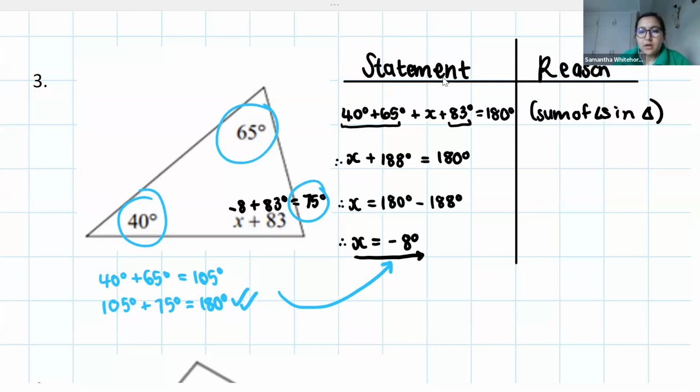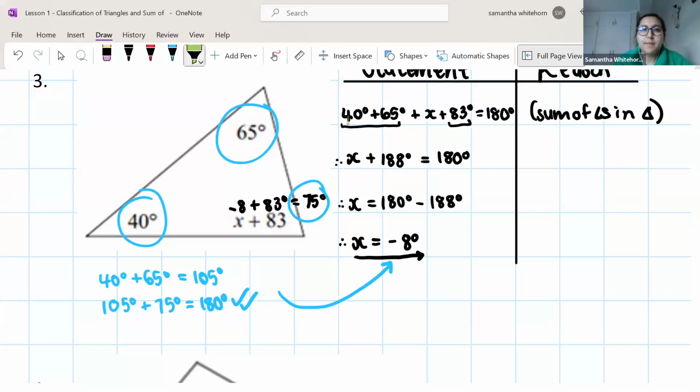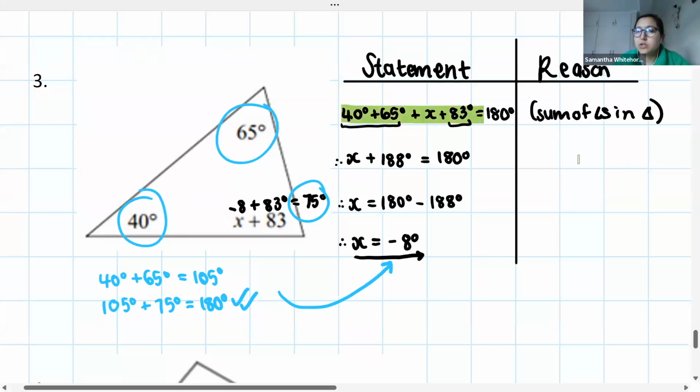All right, guys, I'm just going to say that again. The order in which you add things doesn't matter. So in this first step, if your numbers are in a different order, so as Lindo said, 83 plus 40 plus 65, rather than what I have here, it's fine. You get exactly the same answer.